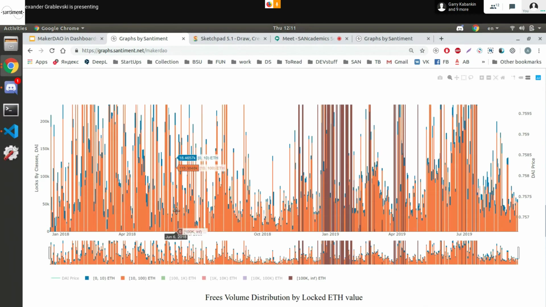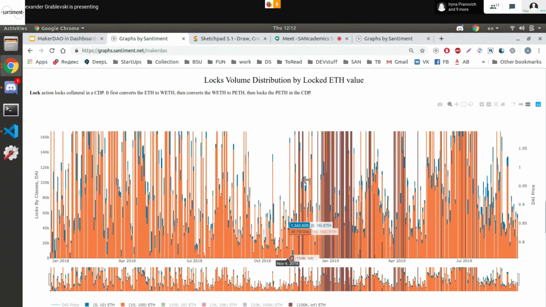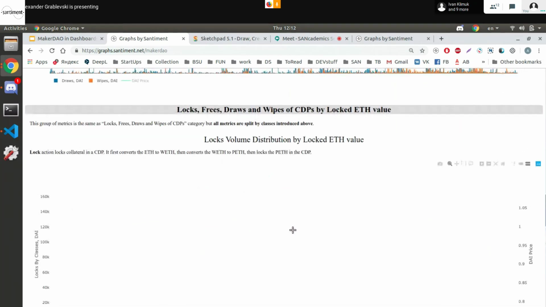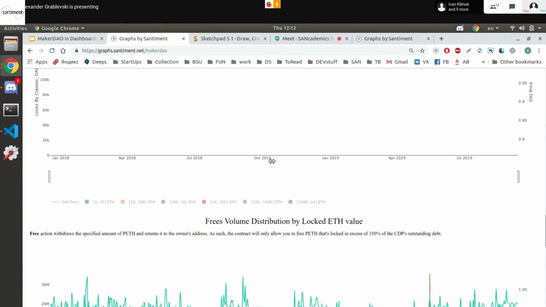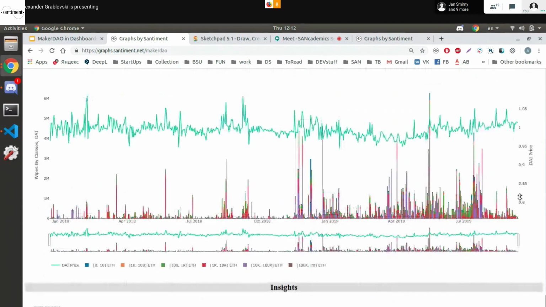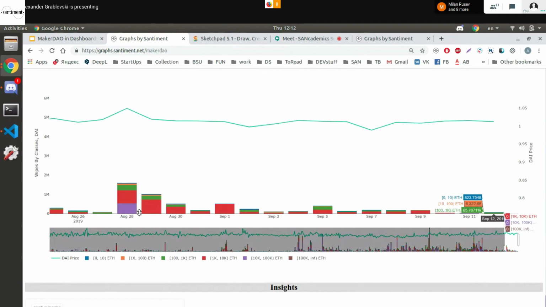And you can put any groups you like, and that's available for logs, frees, draws, and wipes. For example, let's check it for wipes. You see that in the last few days, lots of wipes were generated by the category with locked ETH of more than 1,000 but less than 10,000 Ether.